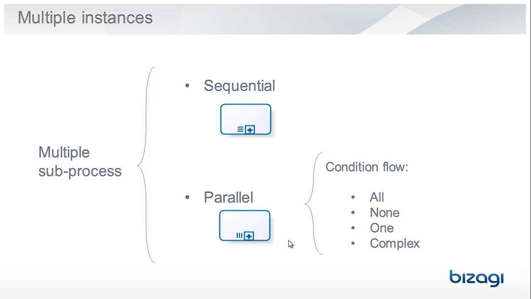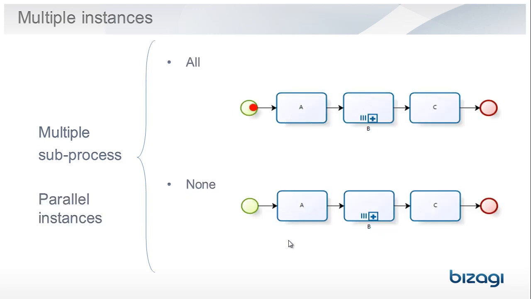All means that all the instances should be synchronized before continuing with the process flow. See the simulation. In this case, the C activity will be executed once. None means that each instance will continue independently. See the simulation. In this case, the C activity will be executed several times, once for each instance created by this multiple subprocess.